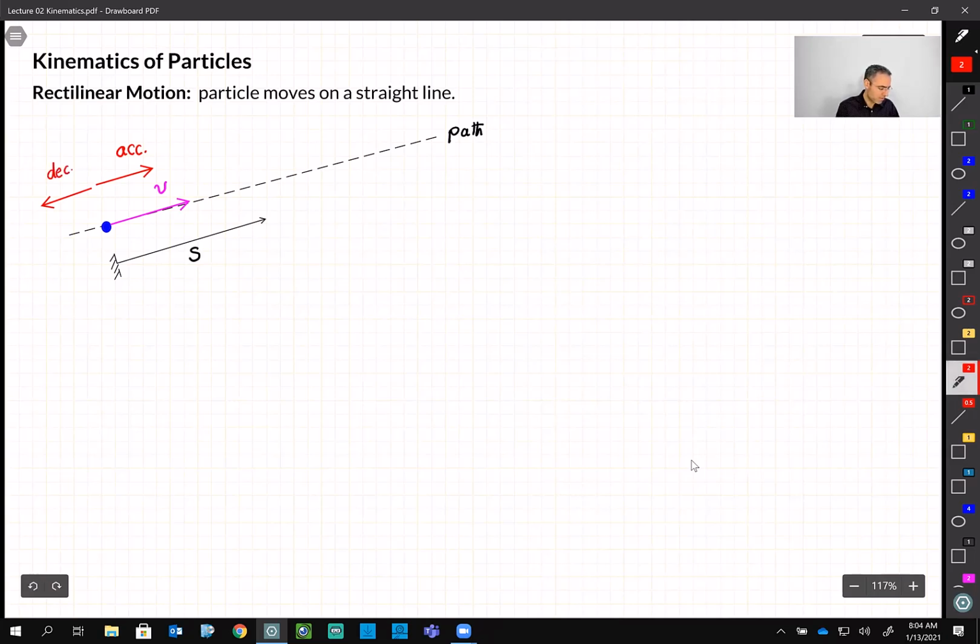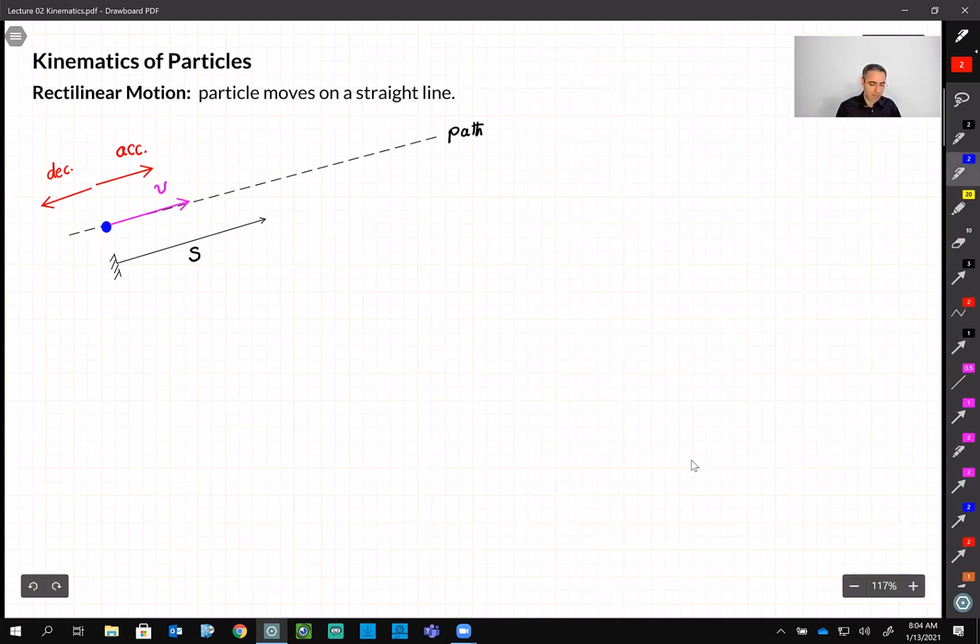Deceleration, all right? So all of these lines have to be, of course, along this path, but because I don't want the picture to get messy, I draw them separately, right? So this is the picture that we have.